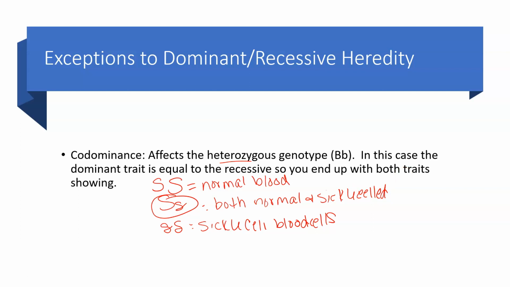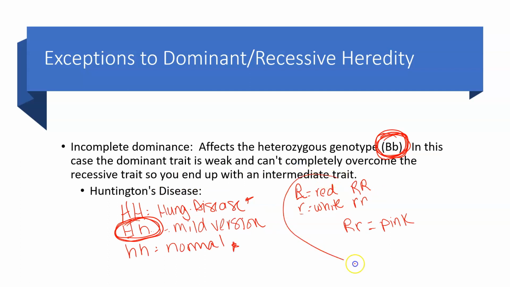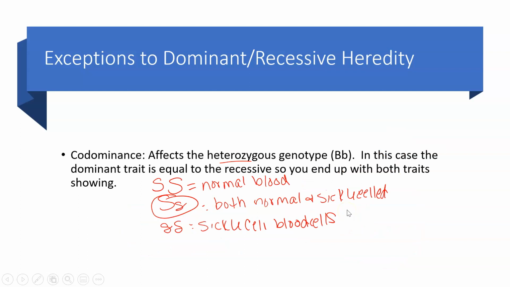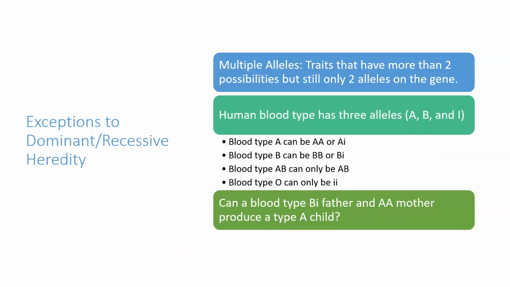Okay? So make sure that you know the difference between incomplete dominance, where you get an intermediate, and codominance, a situation where you would see both traits, both the dominant and the recessive trait being seen. And a lot of times in animals, they'll have codominant traits where you have like red fur and white fur, and then the codominant result would give you red and white stripes. All right, the last exception to the rule is multiple alleles.